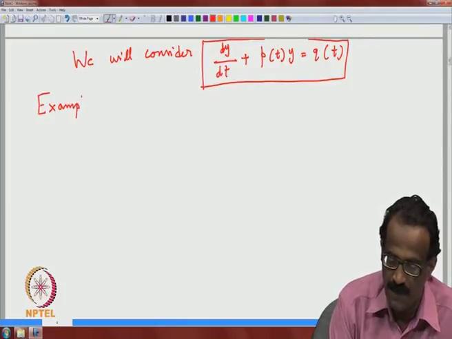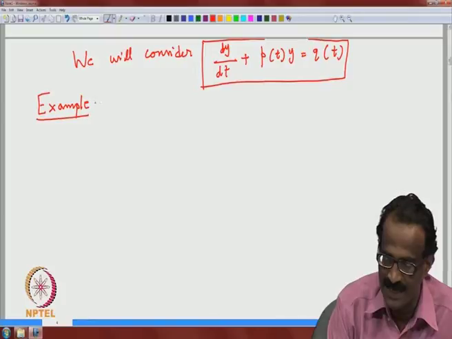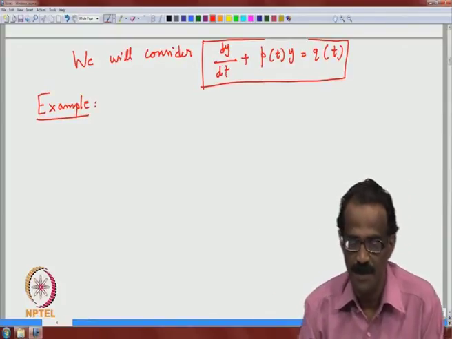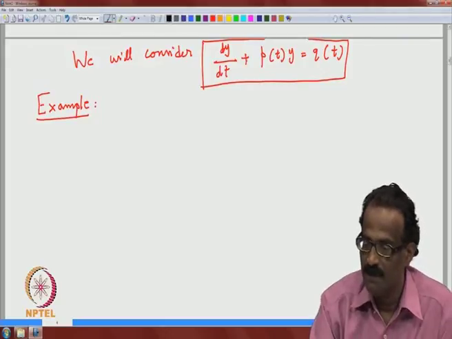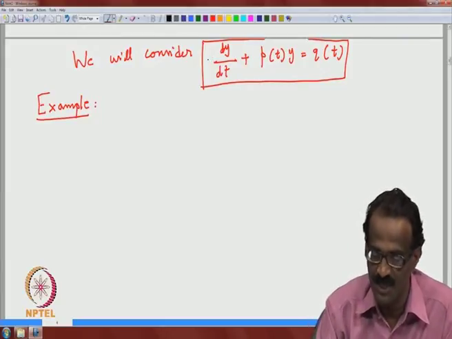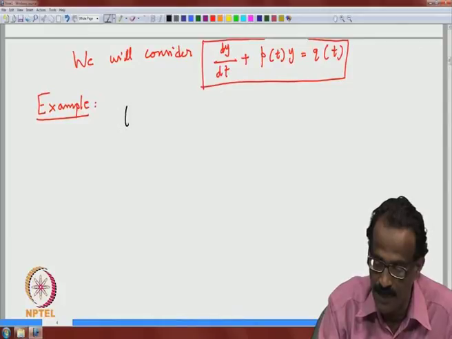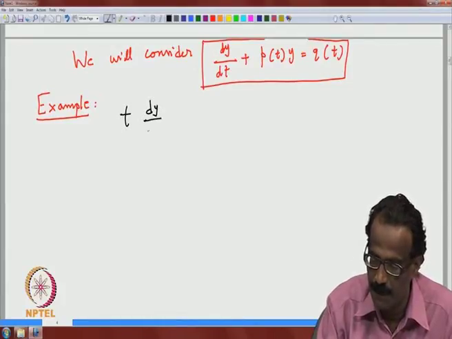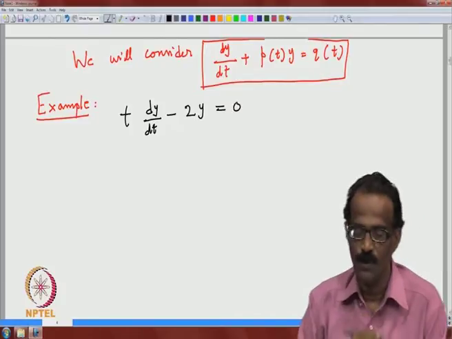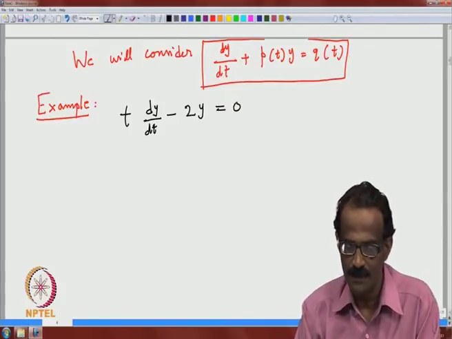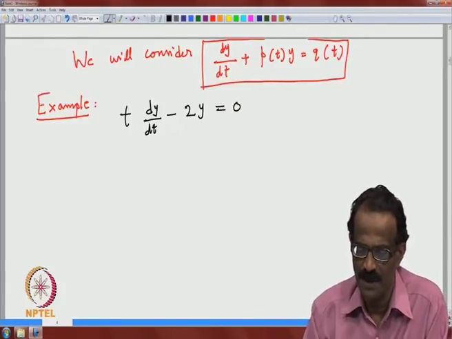Where is that trouble? You will see these examples again and again in future. But let me start with a very simple example. When there is a vanishing coefficient, the singular type equation, I will take t dy by dt minus 2y equal to 0. You want to solve this equation with an initial condition. How do you solve it?